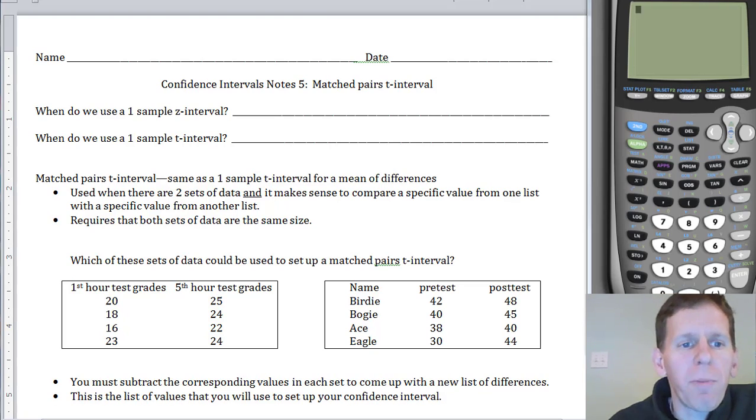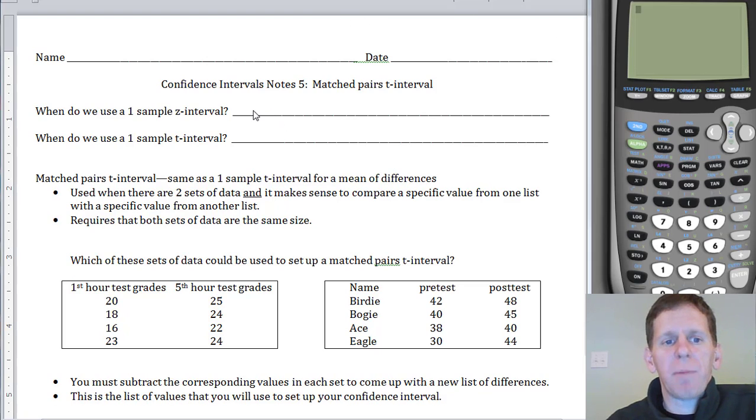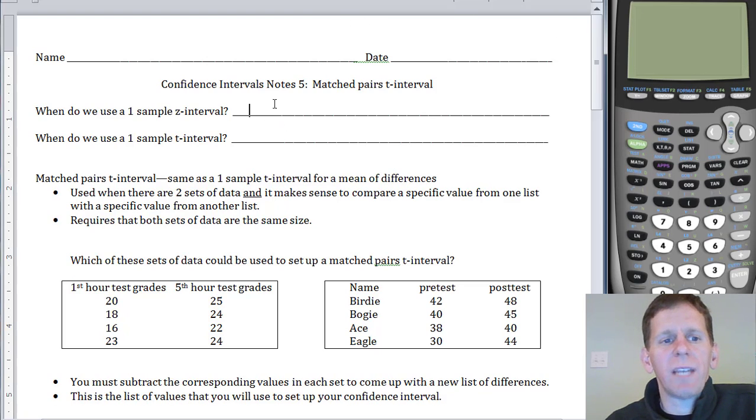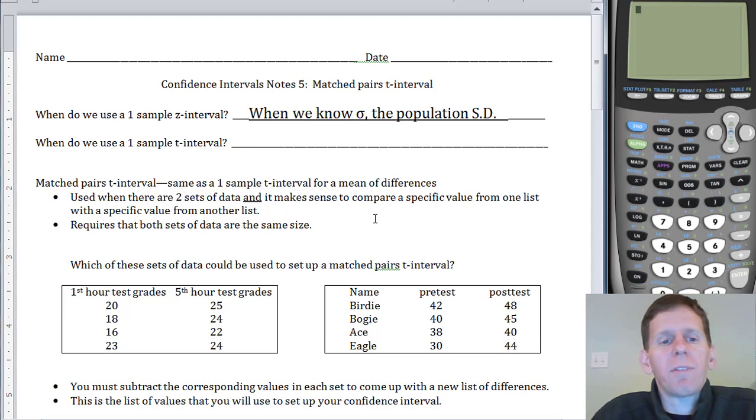So a gentle reminder about when we use these different types of intervals. We learned about the one sample z interval on our first day in this unit on confidence intervals, and the one sample z interval is used when we're trying to estimate mu and we know sigma, the population standard deviation. So when do we use a one sample t interval? When we don't know sigma, but we do know s, the sample standard deviation.